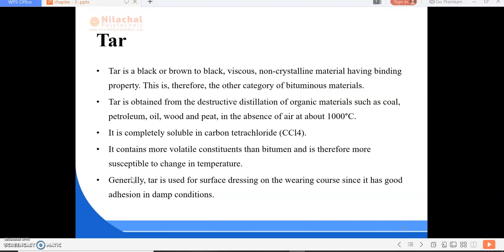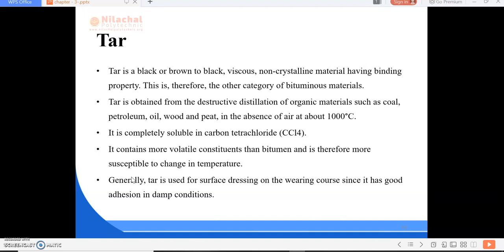Next is tar. What do you mean by tar? Bitumen and tar, these are two different things. So tar is a black or brown to black, viscous, non-crystalline material having binding property. Due to its binding property, we are using this material in our construction of roads. This is therefore the other category of bituminous material.